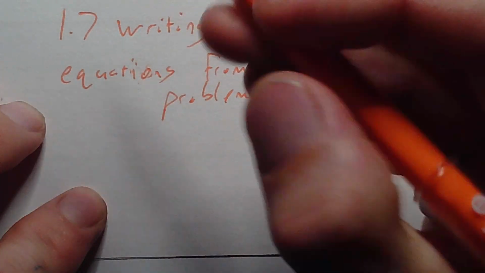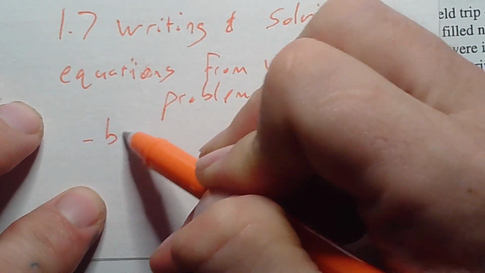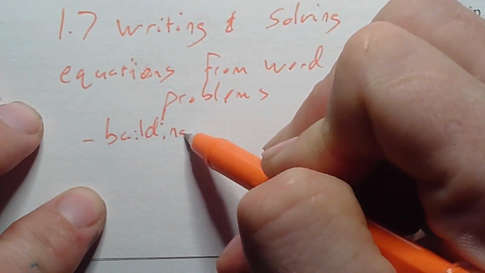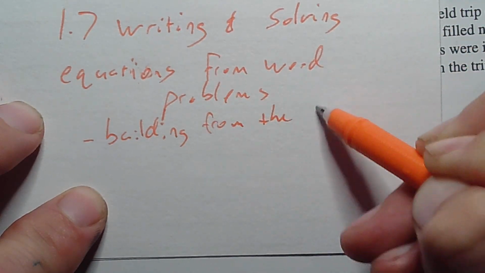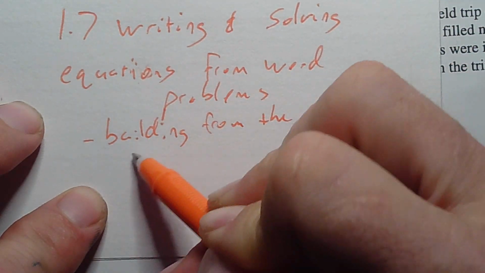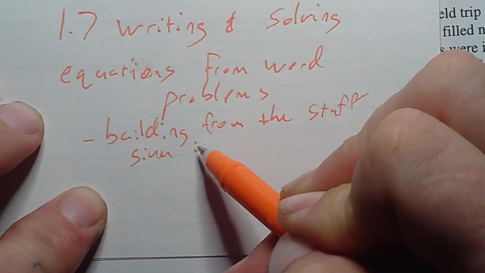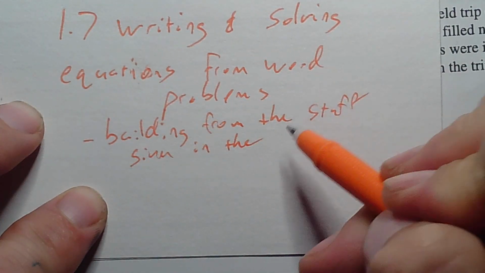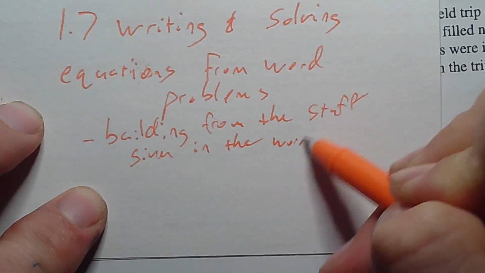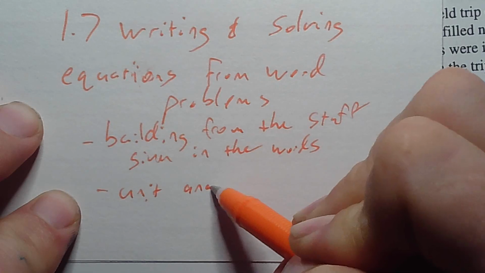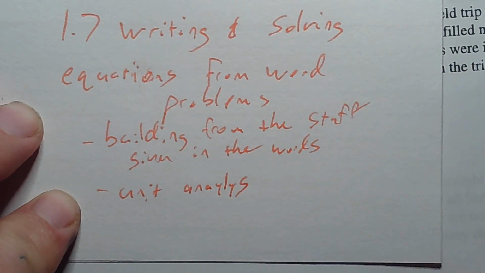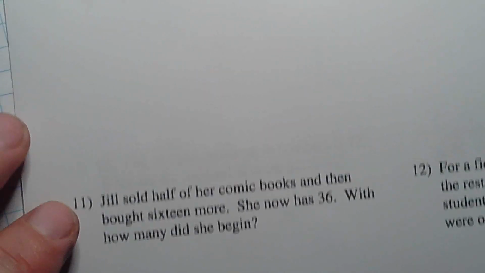I'm going to show you two ways to do it. First, I'm going to show you building the equation from the information given in the words, and then unit analysis. All right, so let's have at it. I probably spelled analysis wrong. Sorry about that. Okay, so here we go.